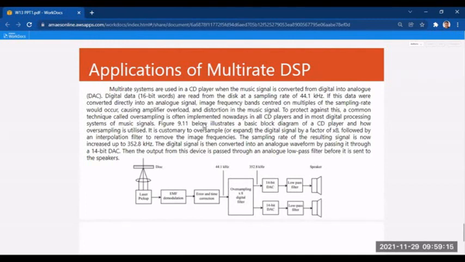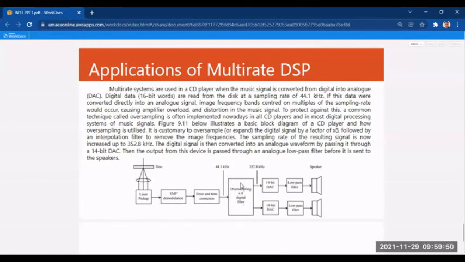Okay, so to protect against this, a common technique called oversampling is often implemented nowadays in all CD players and in most digital processing systems of music signal. So figure 9.11 below illustrates a basic block diagram of a CD player and how oversampling is utilized. Okay, so this is our disk. Then this is the digital processing. The sampling rate is 44.1 kilohertz.